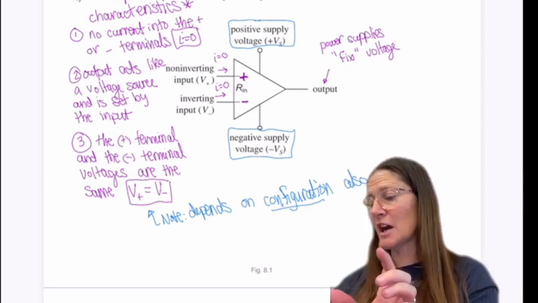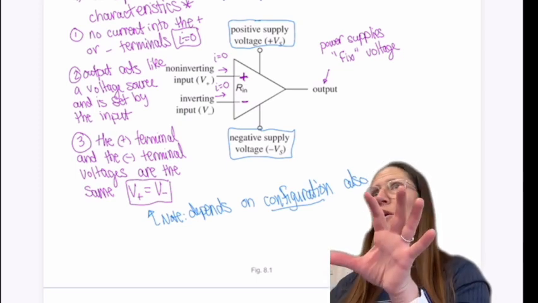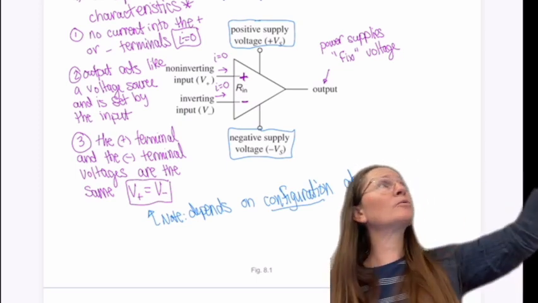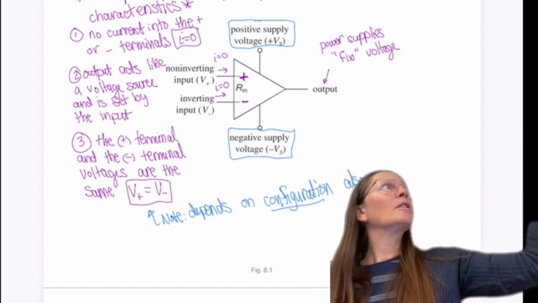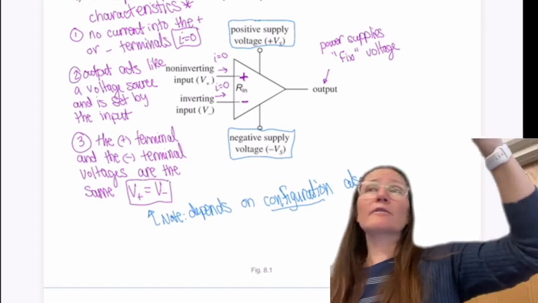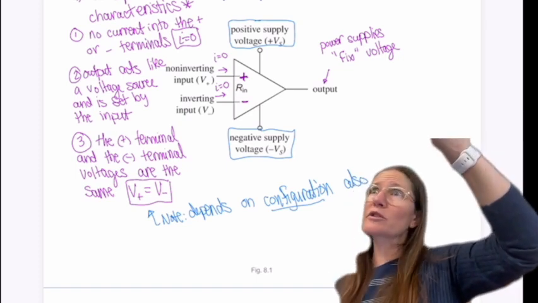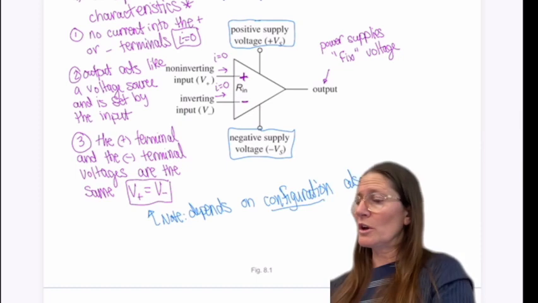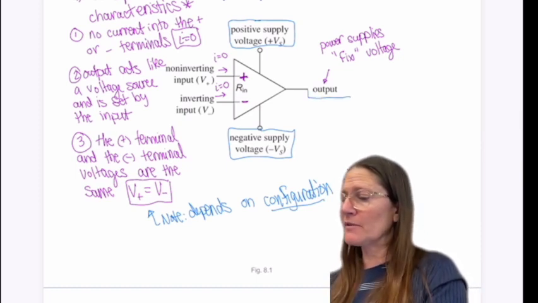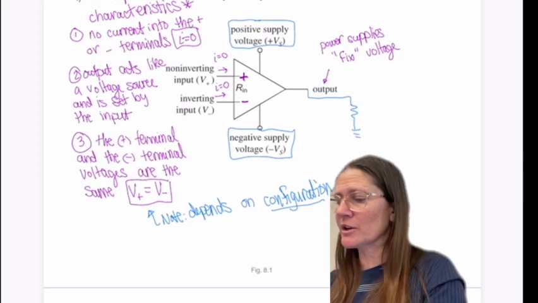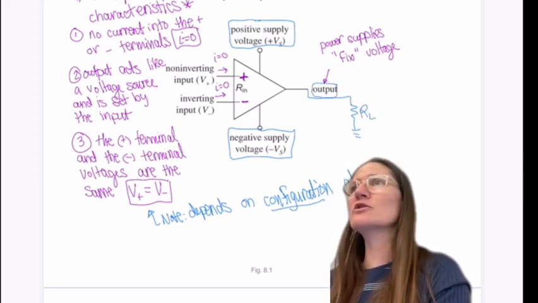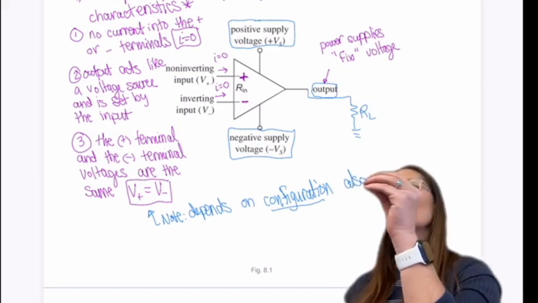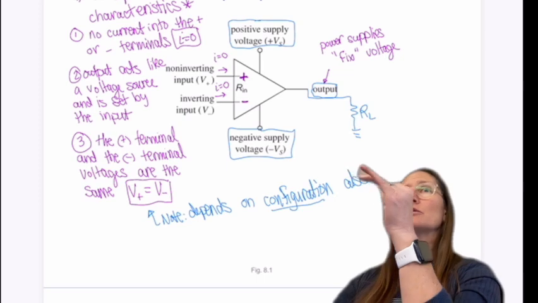Before we move on to that, any questions about the other basics? So current going into those are 0. Your output will act like a voltage source. So that means that if I put a resistor here, a load resistor, that output does not change. It acts like a fixed voltage source that you've just put on a load resistor.